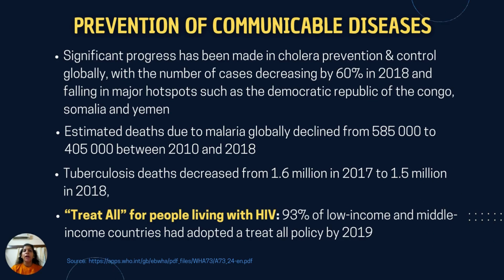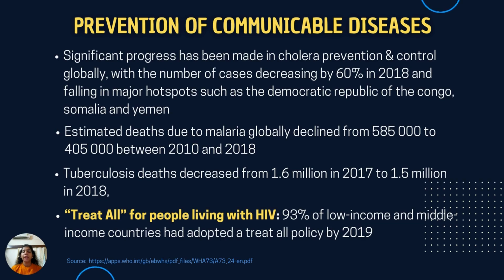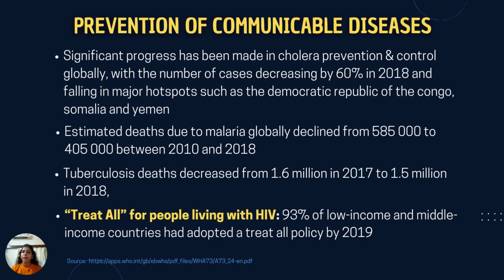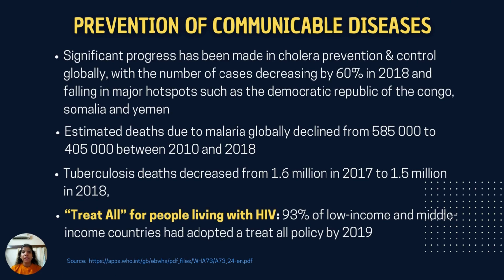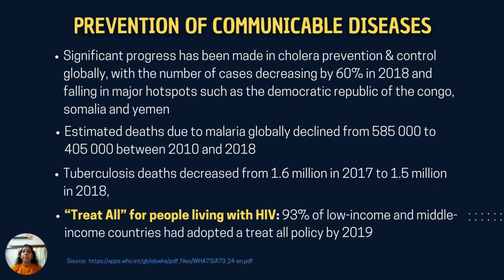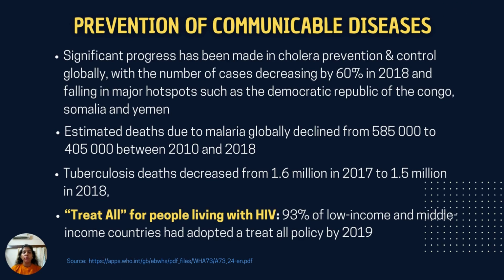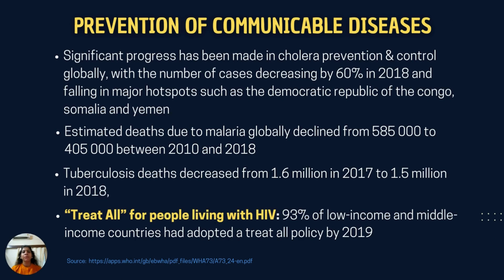Proceeding further, how are we working on the prevention of communicable diseases? There has been significant progress made in cholera prevention and control, and we have seen the number of cases decline by 60% in 2018, mostly in major hotspots such as the Democratic Republic of Congo, Somalia, and Yemen.